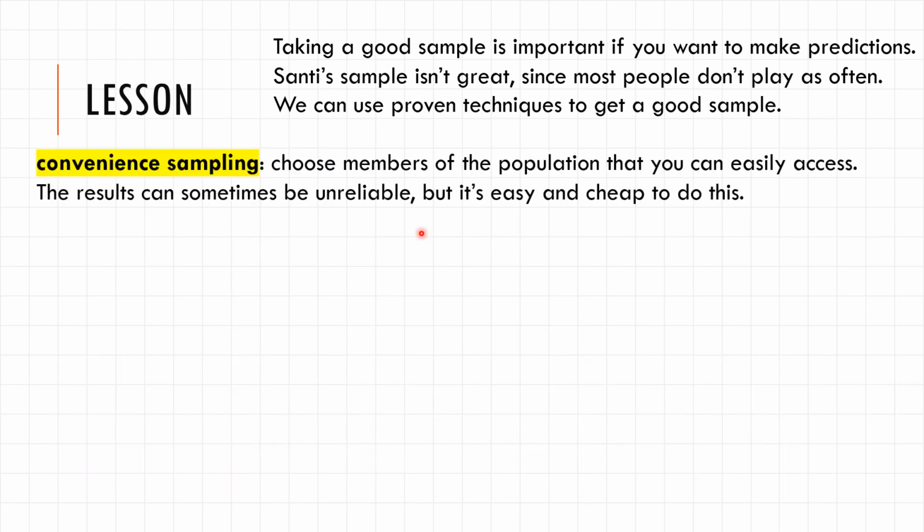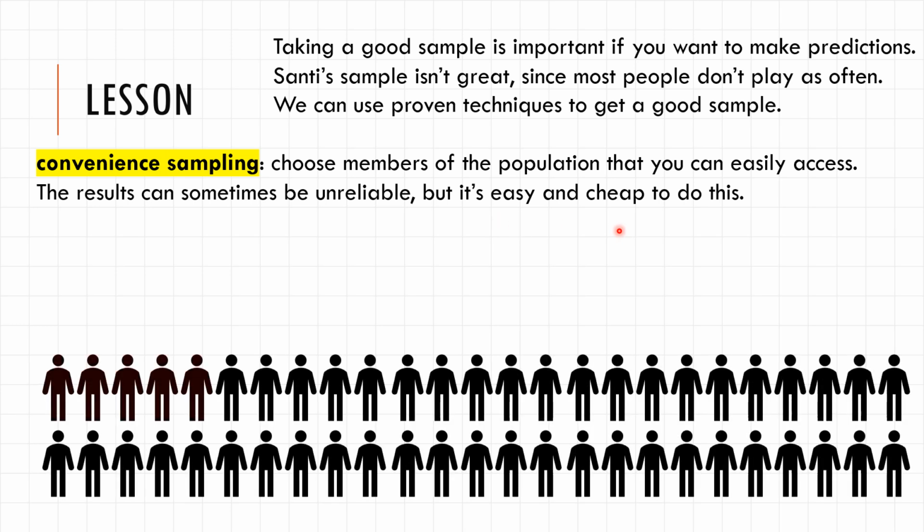Our final method is what Santi did, and this is called convenience sampling. You choose members of the population that you can easily access, and because of this, sometimes the results can be unreliable, but it's cheap and it's easy to do this. So what Santi did is he picked the 5 friends that he could access, the ones that he was closest to, and he didn't bother with the rest of the 50 people.